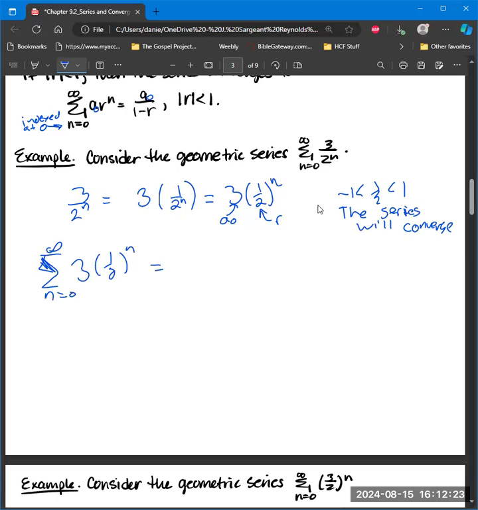It's going to be equal to 3 over 1 minus 1/2, which is 3 over 1/2, which is 6. Converges.